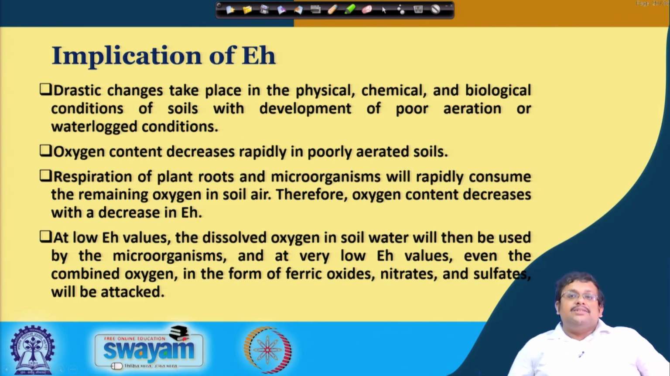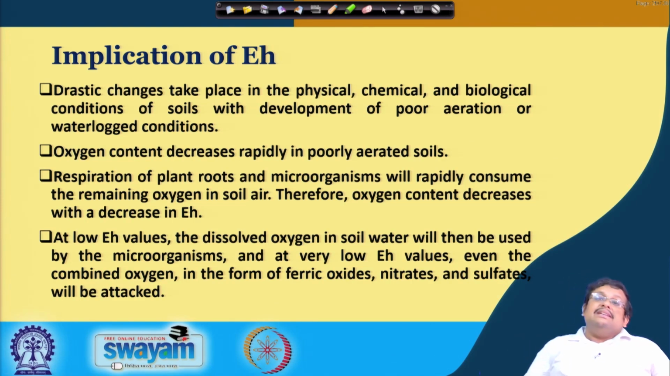Now, what are the other implications of EH? Drastic changes take place in the physical, chemical and biological condition of soils with development of poor aeration and waterlogged condition. Obviously, chemical reactions will occur because of the absence of oxygen, and the composition of biological organisms will change depending on the aeration status.